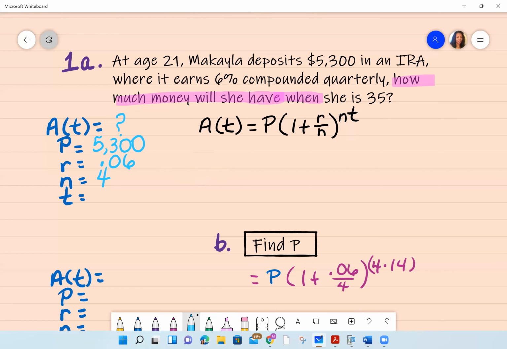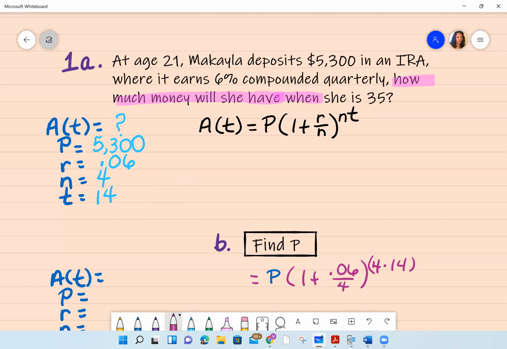Well, I don't see anything specific here, but I have to do some work. So it says, how much money will she have when she's 35? As I stated before, 35 is a future date. She started off at 21. So you're just going to take the difference between the two, which gives you 14. So T is 14. Now I just take this information and substitute it into the formula.